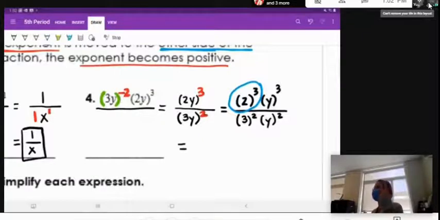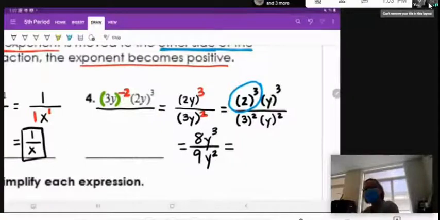So we would take 2 times 2 times 2. And 2 times 2 times 2 is 8. So here we end up with an 8 on top with a y cubed. Then on the bottom, 3 squared is take 3, multiply it to itself twice, so 3 times 3. And that's where we get 9y squared. There's one more thing we can do. We've got a couple of pieces in here that have the same base. We've got a y cubed over a y squared. Those have the same base y.